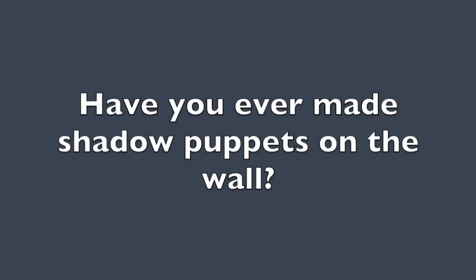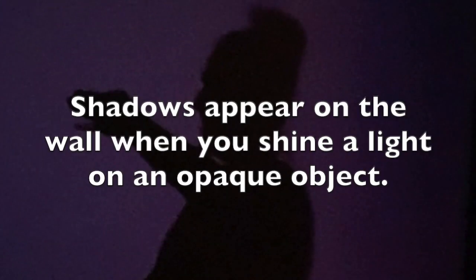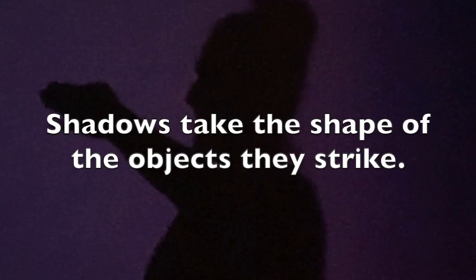Have you ever made shadow puppets on the wall? Shadows appear on the wall when you shine a light on an opaque object. For example, if I shine my flashlight on my hand, some light waves will hit my hand and be absorbed, and other light waves will go around my hand and hit the wall. A shadow of the shape of your hand forms on the wall. Shadows take the shape of the object they strike.